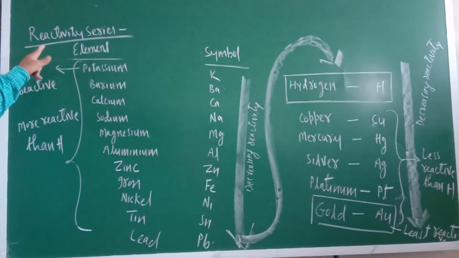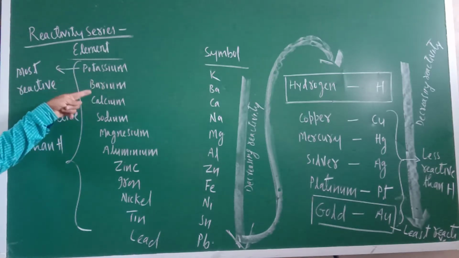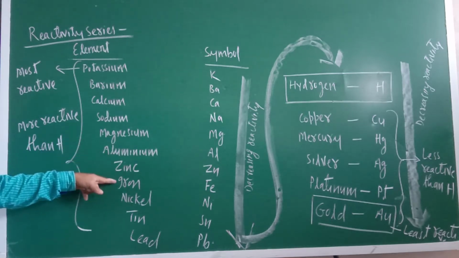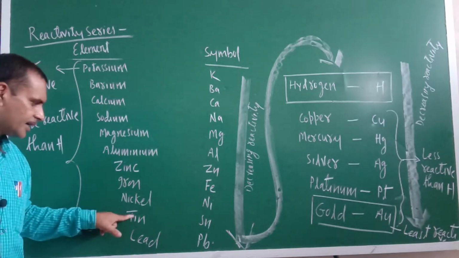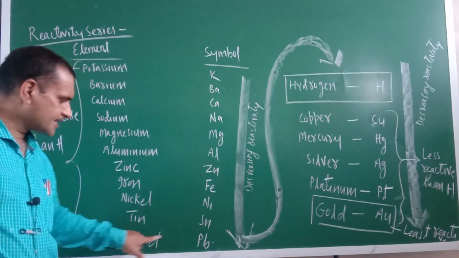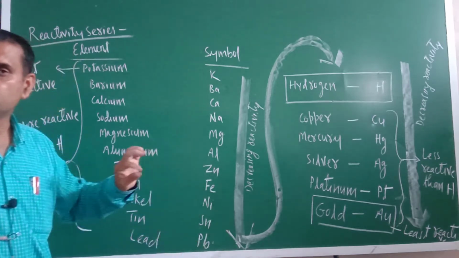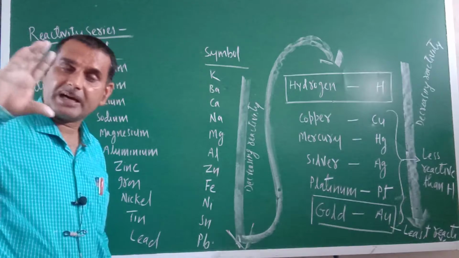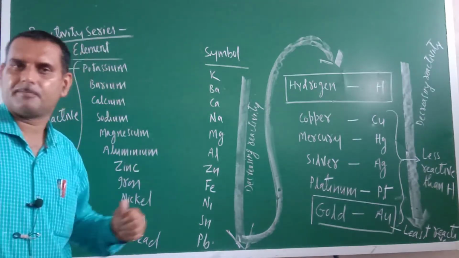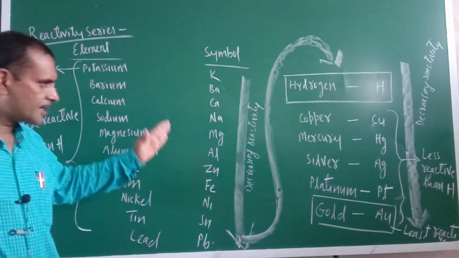Just see in the reactivity series, the first metal is potassium, then barium, calcium, sodium, magnesium, aluminium, zinc, iron, nickel, tin, lead. Tin symbol is Sn because its Latin name is stannum. Lead symbol is Pb because its Latin name is plumbum. And you know that some of the element symbols have been taken from Latin names. In 9th class I taught you that.